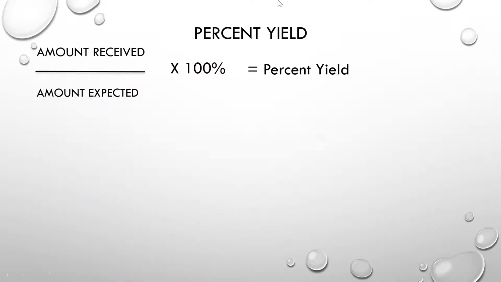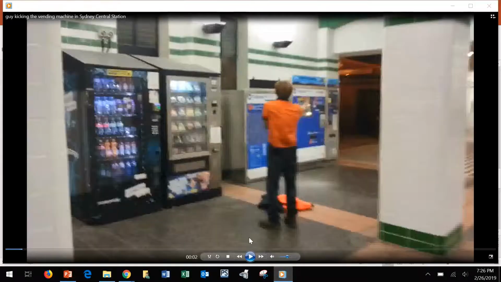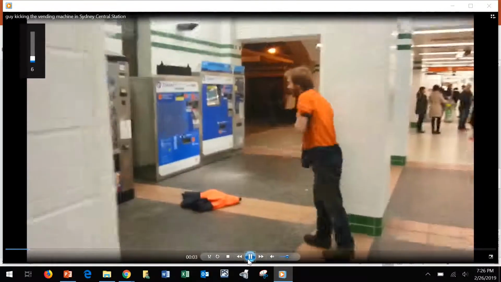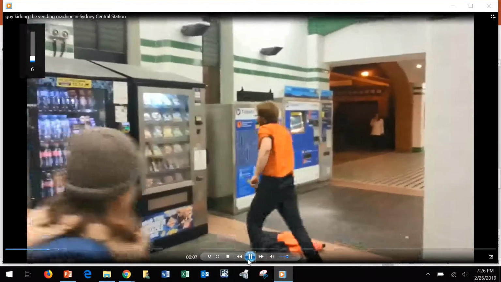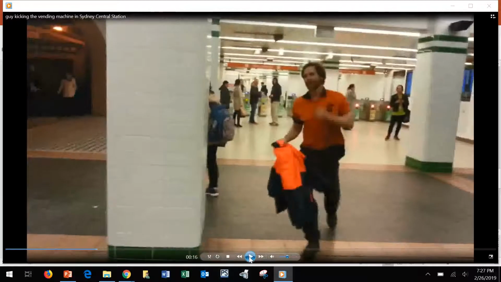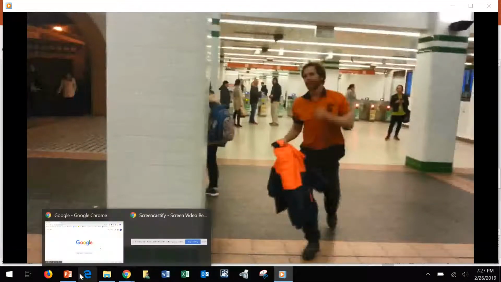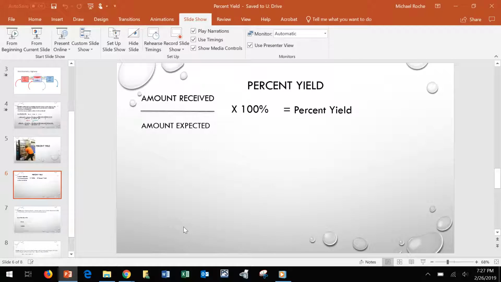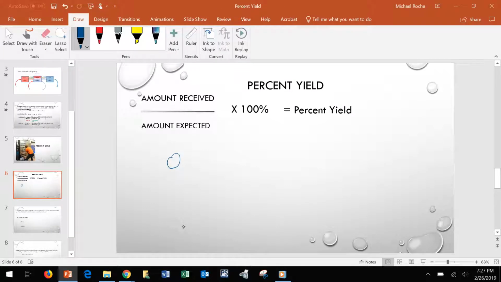Percent yield is what you receive divided by what you expect, times 100, if you don't understand percentages. That's what percent yield is. And in the case of this little movie here, you will see that this guy is trying to get his stuck candy out, right? His candy's stuck in that machine, and what he wants to do is get it out. So the reason he's so upset is because his percent yield is currently 0. He received nothing, and he was expecting one of the candies to fall out. So his percent yield right now is 0, and that's why he's so upset.